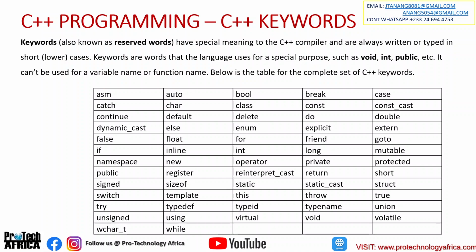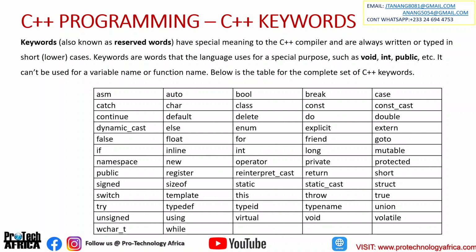So now let's look at some of the keywords that come under C++ programming. Keywords, also known as reserved words, have special meaning to the C++ compiler and are always written or typed in lower case. So take note that keywords or reserved words are written in lower case. Keywords are words that the language uses for a special purpose, such as void, int, public, etc. They cannot be used for a variable name or function name. Below is the table of the complete set of C++ keywords. So we have a lot of them.